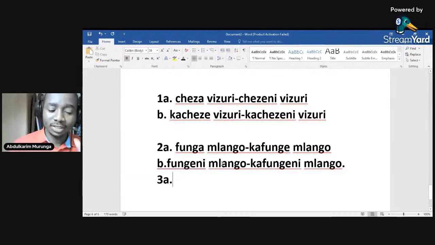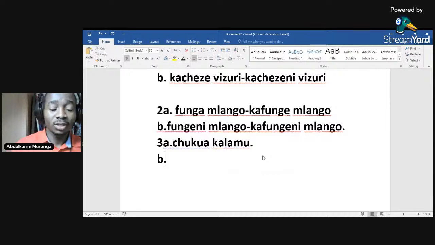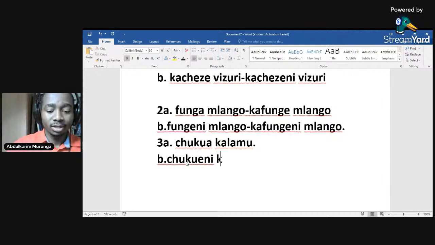So another example for you is chukua kalamu. Chukua kalamu. So what will this be? Chukua kalamu. You want to tell someone using the word ka. And then chukueni kalamu. So you can write both of these here in the comment section below. Chukueni kalamu. So how will this be?